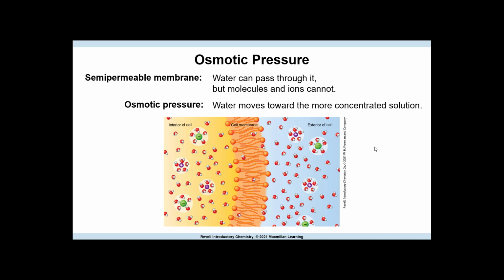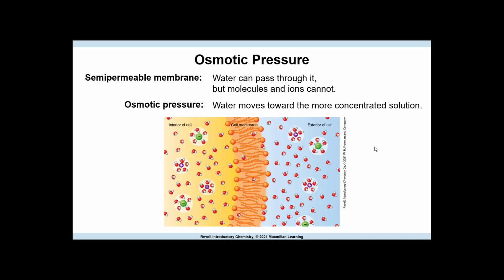Cell membranes are composed of a thin double layer of molecules called a lipid bilayer. These membranes enclose the cell, holding the contents of the cell in place. The lipid bilayer is a semi-permeable membrane. This means that water can pass back and forth through the membrane, but most molecules and ions cannot.